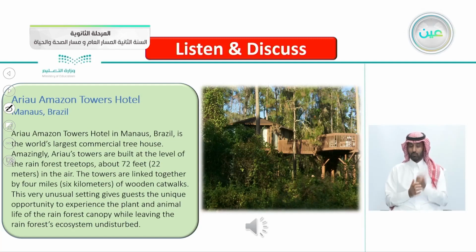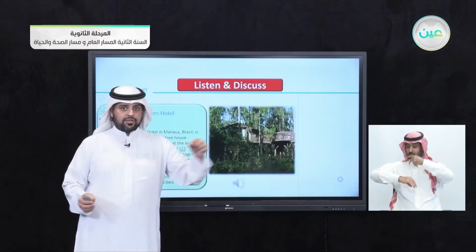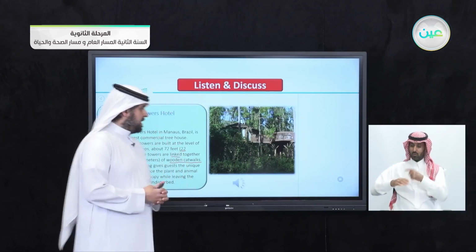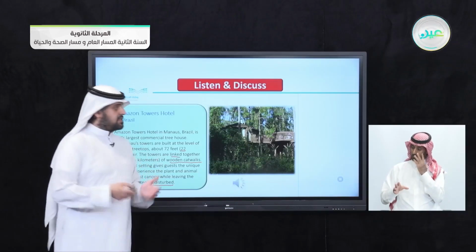So these tree houses are, of course, on top of the trees, 22 meters, as said here, that are linked together by 6 kilometers of wooden catwalk. So it's like a bunch of tree houses that are linked together through bridges or catwalks, if you can name them. This very unusual setting gives guests the unique opportunity to experience the plant and animal life of the rainforest canopy while leaving the rainforest ecosystem undisturbed. This is the most important word here, undisturbed. So you don't disturb the environment or the ecosystem there.